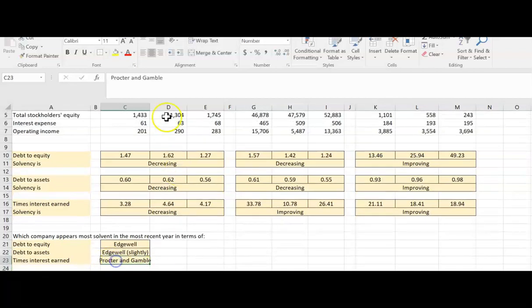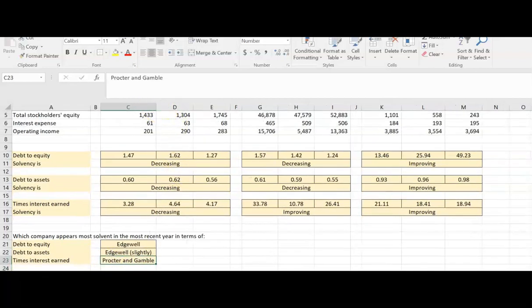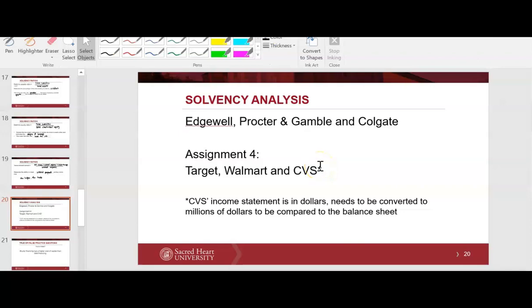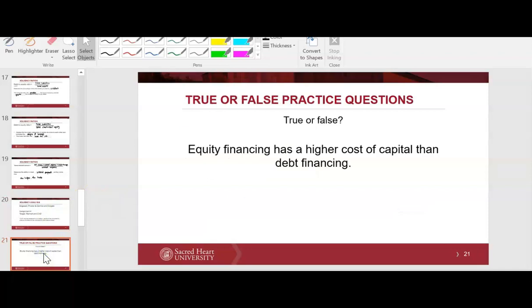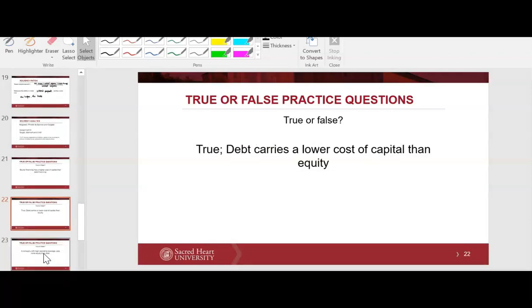Now you're going to do the same with Target, Walmart, and CVS. But before we conclude, let's just look at a few true-false practice questions. Equity financing has a higher cost of capital than debt financing. True or false? The answer to that is true. We said in the slides, debt carries a lower cost of capital. The reason for that, again, is because debt holders have a higher priority in bankruptcy than the equity holders, so they're willing to take a lower rate.